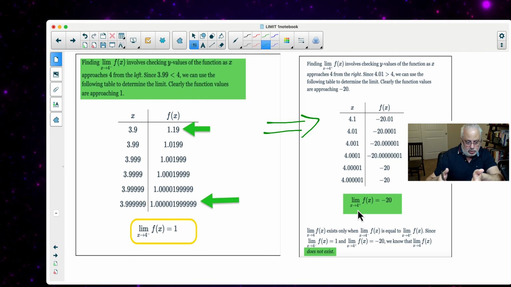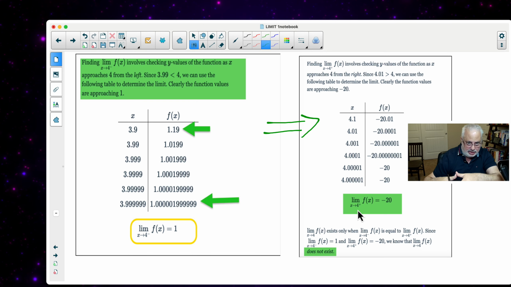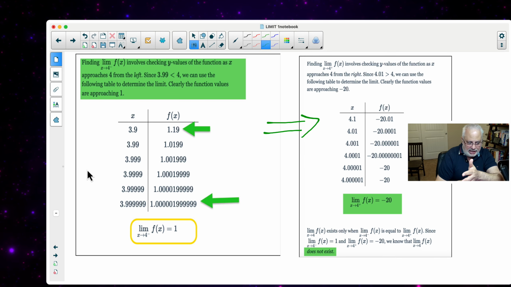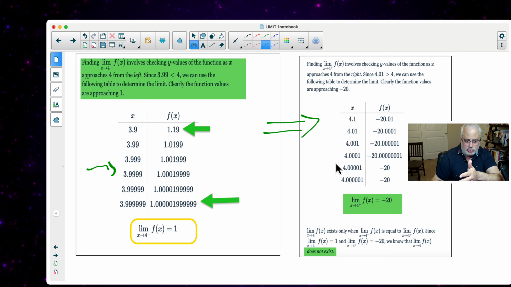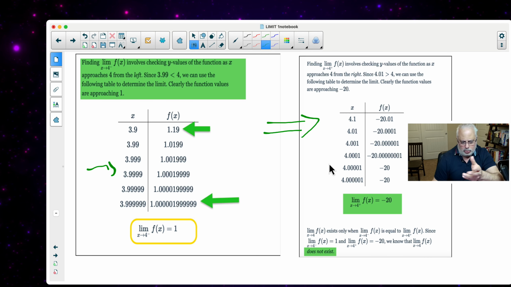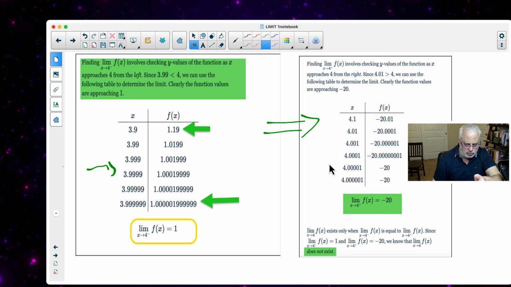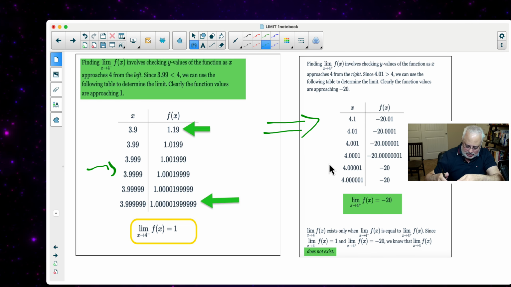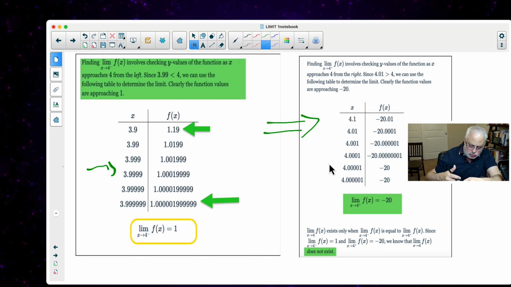When we use tables of values, we can have a better idea of what is going on. So we are approaching from the left and we are approaching from the right. Look at the x column: 4.1, 4.01, 4.001, and it's clear that the values are getting closer to 4 from the right.